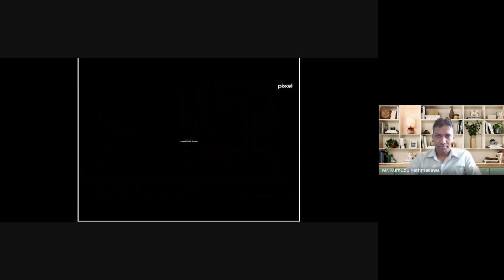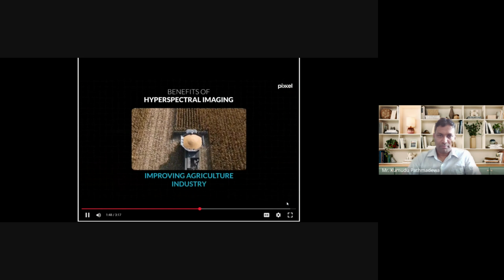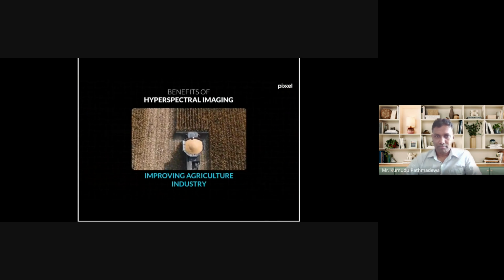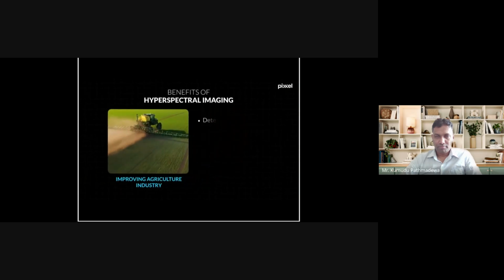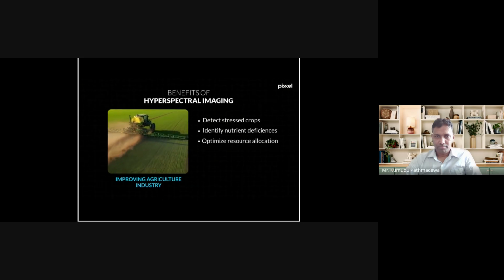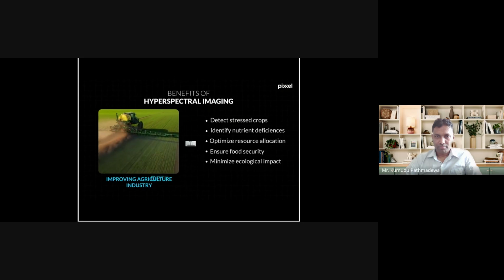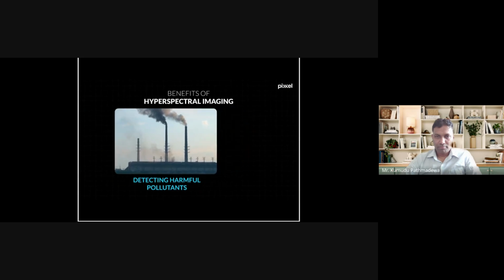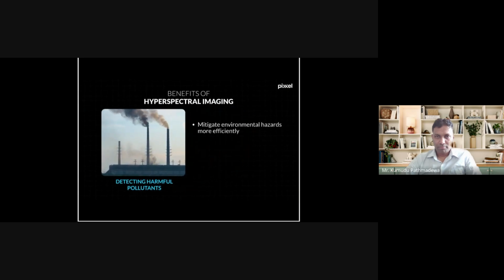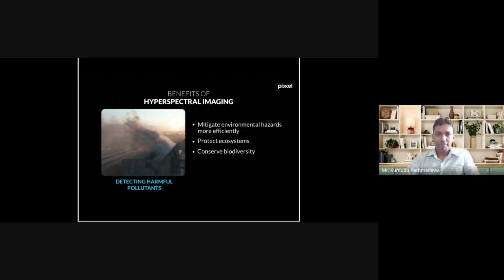One of the greatest benefits of hyperspectral imaging lies in its ability to improve our agriculture industry. By analyzing the reflected light from crops across multiple wavelengths, we can detect stressed crops, identify nutrient deficiencies, and optimize resource allocation, ensuring food security and minimizing the ecological impact of farming practices. We can also study the unique spectral fingerprints of harmful pollutants and mitigate environmental hazards more efficiently. It allows us to protect ecosystems, conserve biodiversity, and take proactive steps toward a sustainable future.